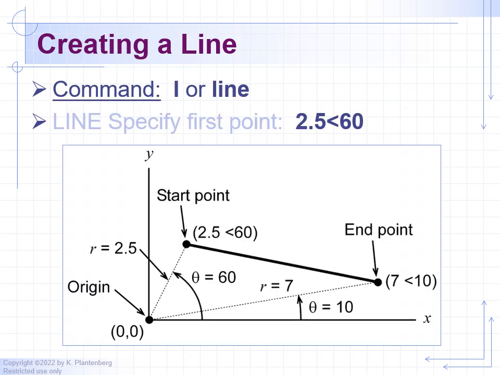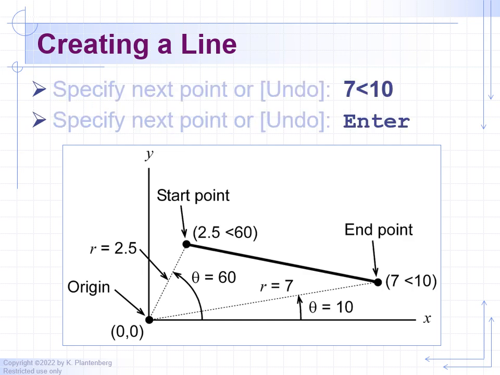So let's say we want to create a line. We first put in our L or line command, and there are a bunch of different ways you can do that. Then you put in your value, and in this case it's a radius of 2.5 at an angle of 60. Notice we're using this less than symbol. That's to tell you that you're using the polar coordinate system. So it's 2.5 units at an angle of 60 degrees. And if you see down here, there's the 2.5 units, there's the angle of 60 degrees.